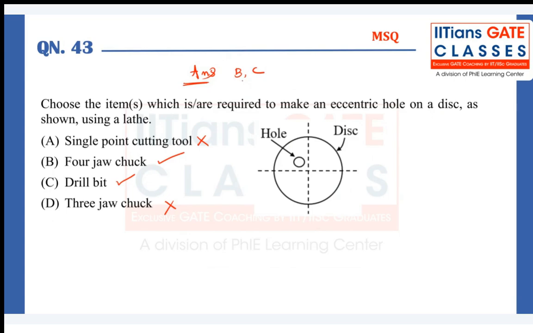Eccentric hole can be produced with B and C. But here, eccentric turning needs the four jaw chuck, but they said eccentric hole. That is why with the help of drill bit also we can produce the eccentric hole. That is why option C is also correct. Hope you understand, guys. Please do respond. Very good. Right. Now let us move to another question.